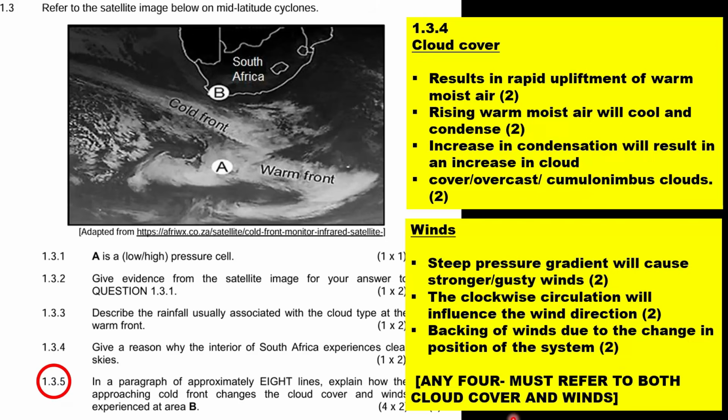So here can be your paragraph answer. As the cold front approaches area B, warm moist air is forced to rise rapidly, resulting in increased uplift. The rising air cools and condenses, leading to an increase in cloud cover and overcast conditions. Thick cumulonimbus clouds may develop. At the same time, the pressure gradient becomes steeper, causing stronger and gusty winds. The clockwise circulation of the mid-latitude cyclone changes the wind direction, and backing of wind occurs as the system moves eastwards.